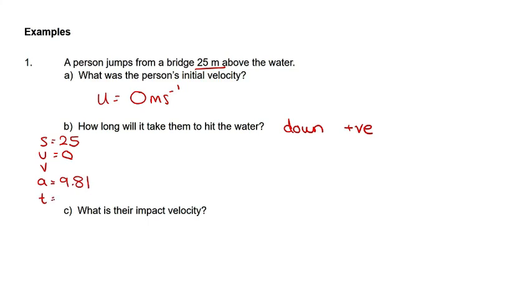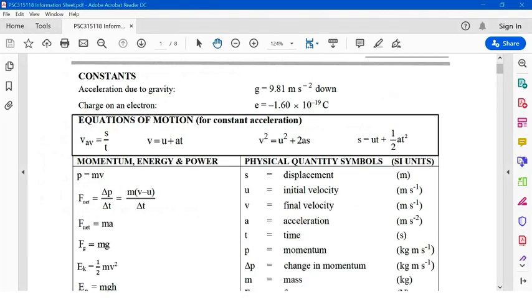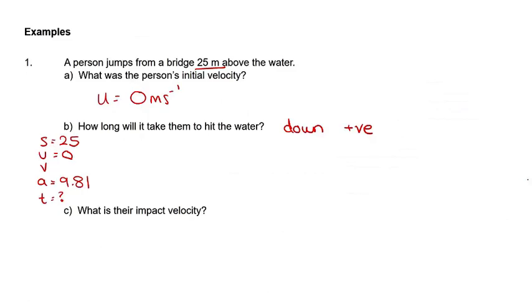How long will it take? So we want to know what t is. So which equation do we use? We use the one that doesn't have v in it because we're not interested in v at all. So the one we're going to use that doesn't have v in it is this end one here, s equals ut plus half at squared.